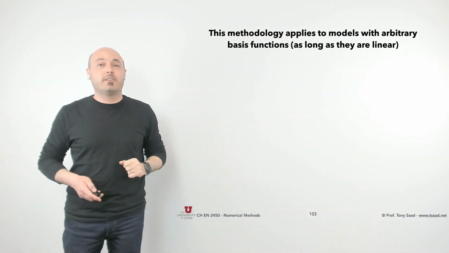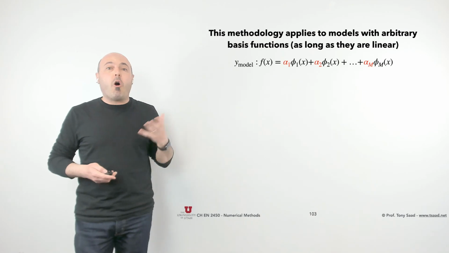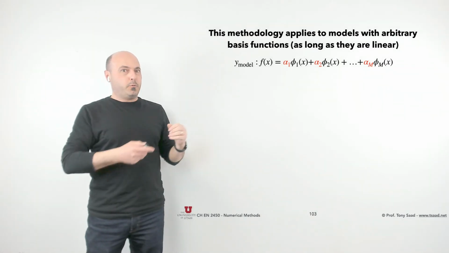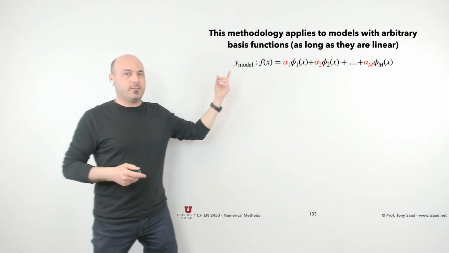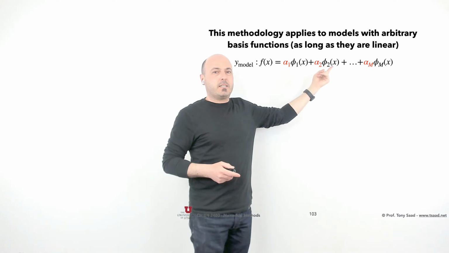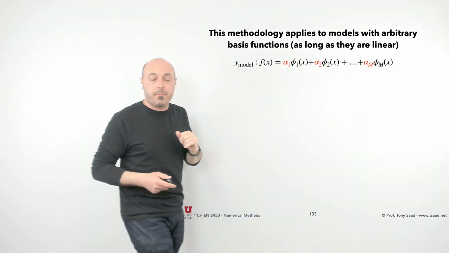Now look at the generalization. This applies to models with arbitrary basis functions. Okay, now there's going to be more indices. We're going to show more indices. Okay, so my first basis function is phi1. My second basis function is phi2. My mth basis function is phi m.